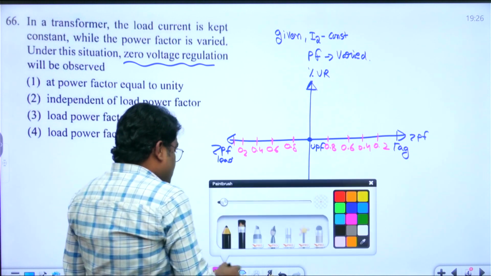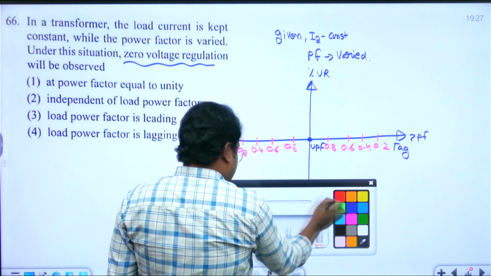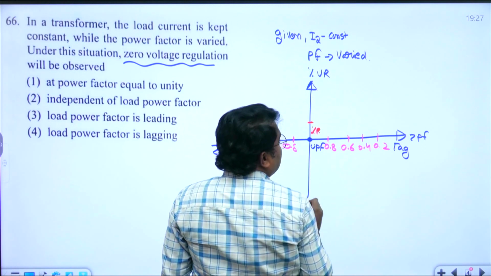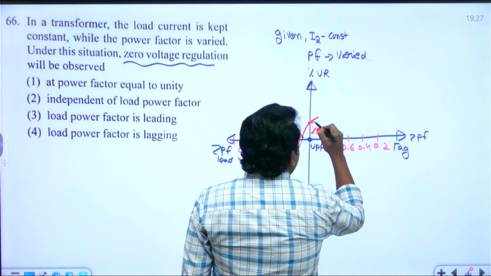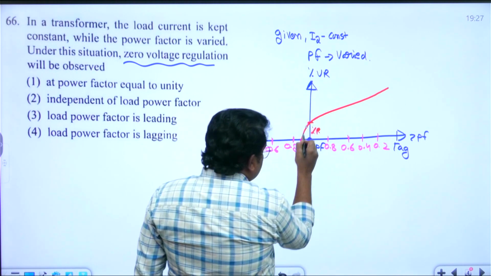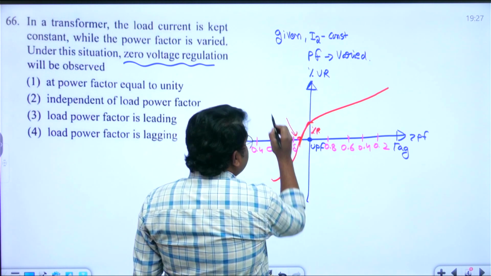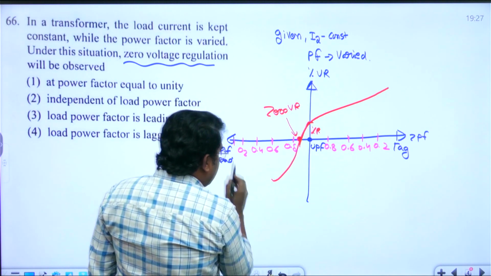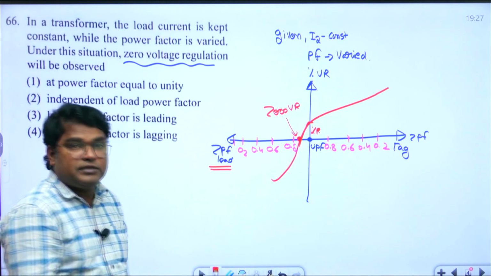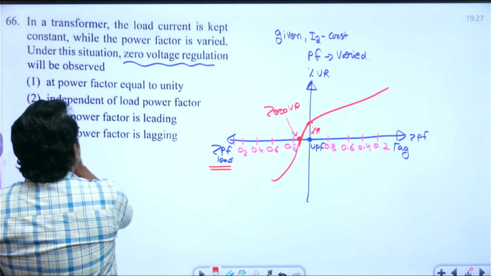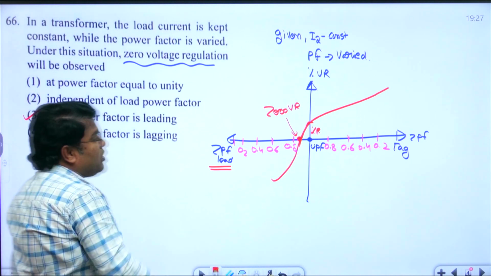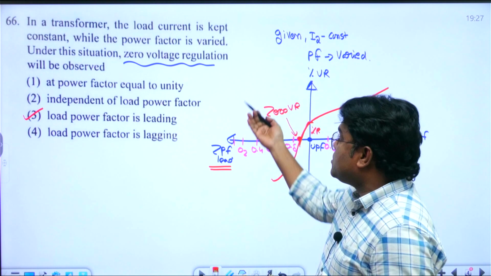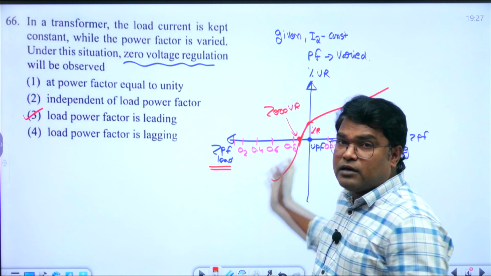So this is the zero voltage regulation. What is the regulation at unity power factor? This value is equal to percentage R. Now this is exactly the approximated curve, and this is the zero voltage regulation value. This zero voltage regulation occurs at the leading power factor side. So what is the answer here? The load power factor is leading. Zero voltage regulation of the transformer occurs at the leading power factor, whereas maximum voltage regulation occurs at lagging power factor loads. Okay, got it?